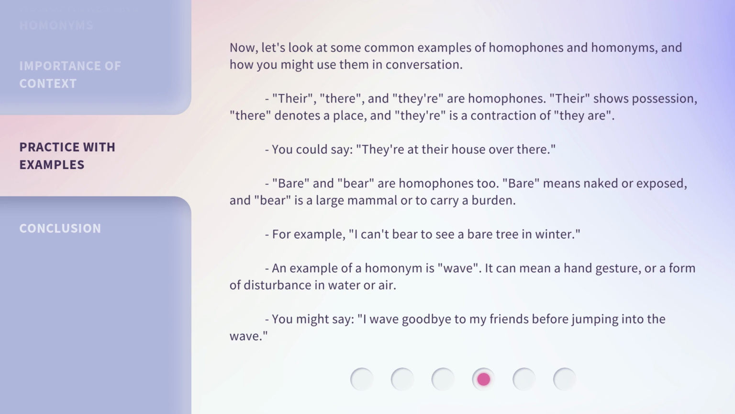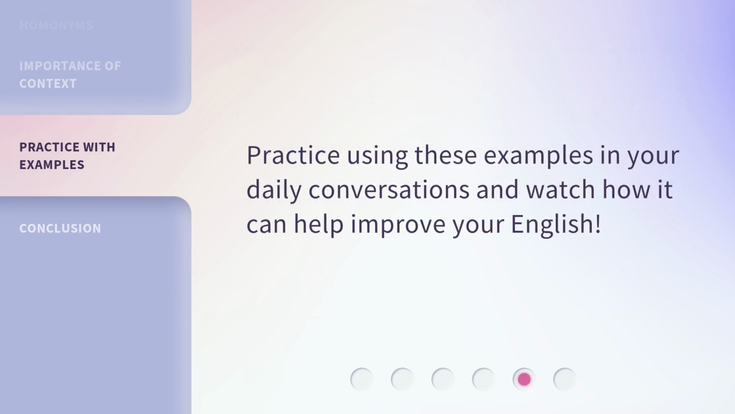An example of a homonym is wave. It can mean a hand gesture, or a form of disturbance in water or air. You might say, I wave goodbye to my friends before jumping into the wave. Practice using these examples in your daily conversations and watch how it can help improve your English.